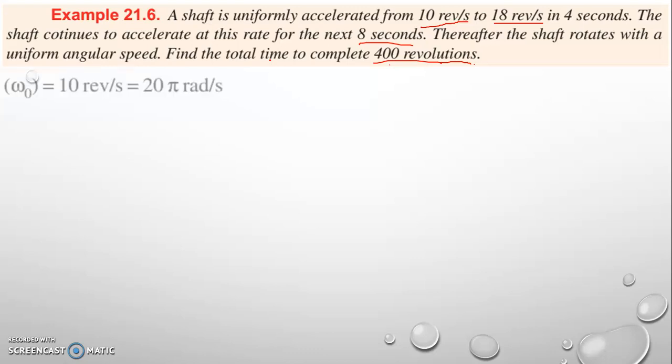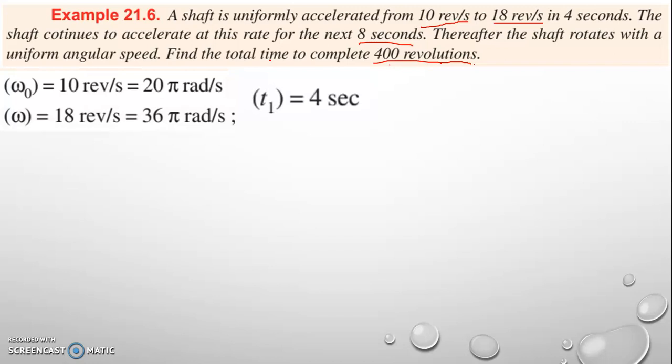In our linear motion we would write s. So we will be writing the given data. Initial velocity 10 revolutions per second, that is 10 into 2 pi, 20 pi radians per second. Final velocity 18 revolutions per second, that is 36 pi radians per second. For the initial 4 seconds it has an acceleration, and for the next 8 seconds also it will have an acceleration, and for the remaining time it will keep its angular speed. We have to calculate how much time it will take to complete 400 revolutions.